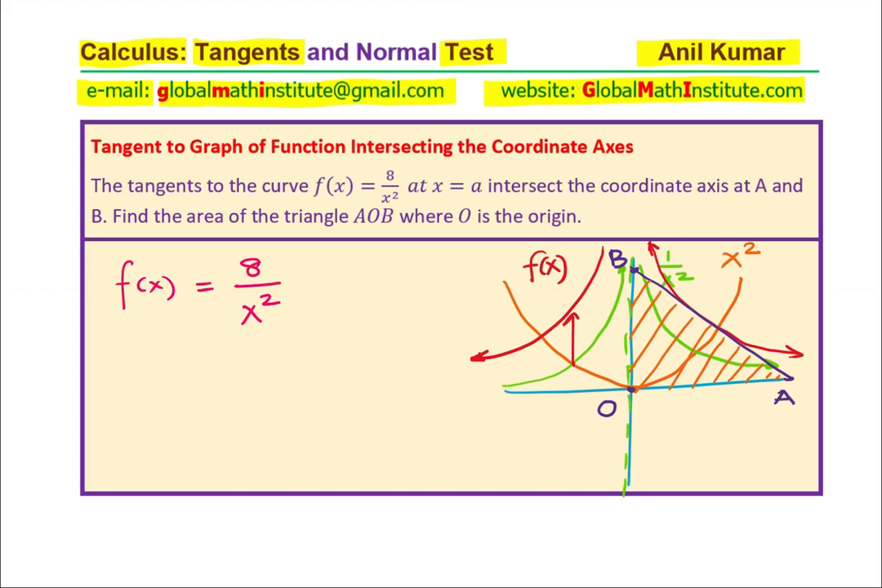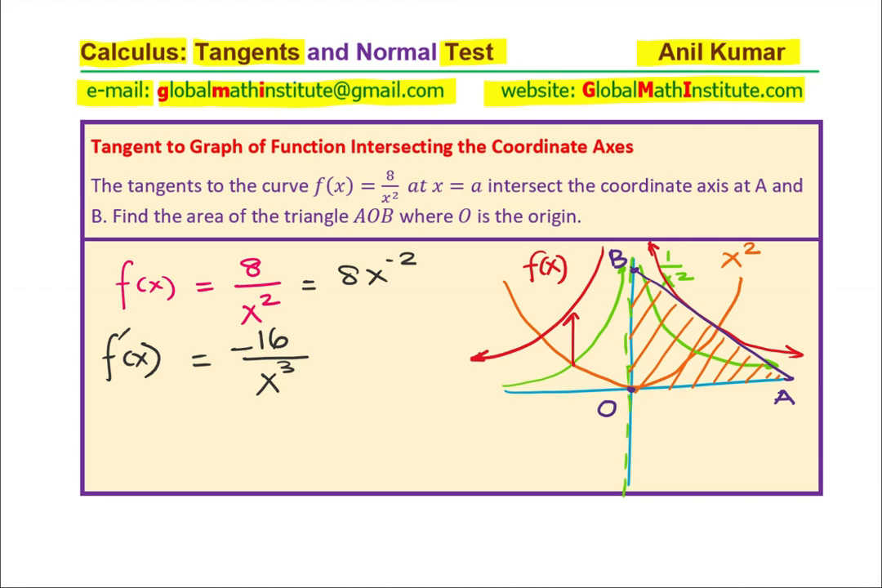Okay, let's see how we find the points A and B. So the first step is to find the derivative of the function. So the derivative of this function will be what? Some students prefer to write the function as 8x to the power of minus 2. And then it's easier for them, right? Minus 2 times 8 gives me minus 16. And x to the power of minus 3 means x cubed. So we have the derivative of the function.